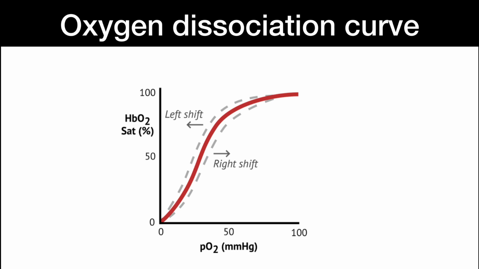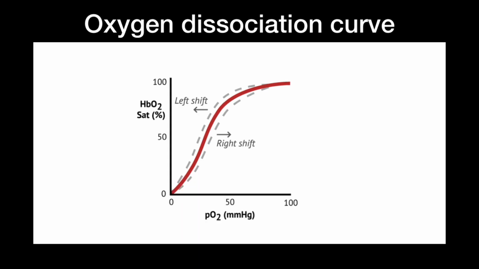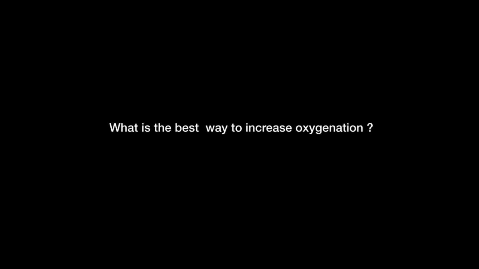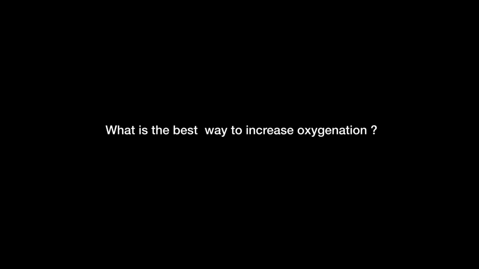So having discussed a few concepts about the oxygen dissociation curve, hemoglobin affinity to oxygen, and what determines a shift of the curve to the right or to the left, let us go on to answer the most important question: what is the best way to increase oxygenation? To increase oxygenation, there are two methods: either increase the FiO2 or increase the mean airway pressure.